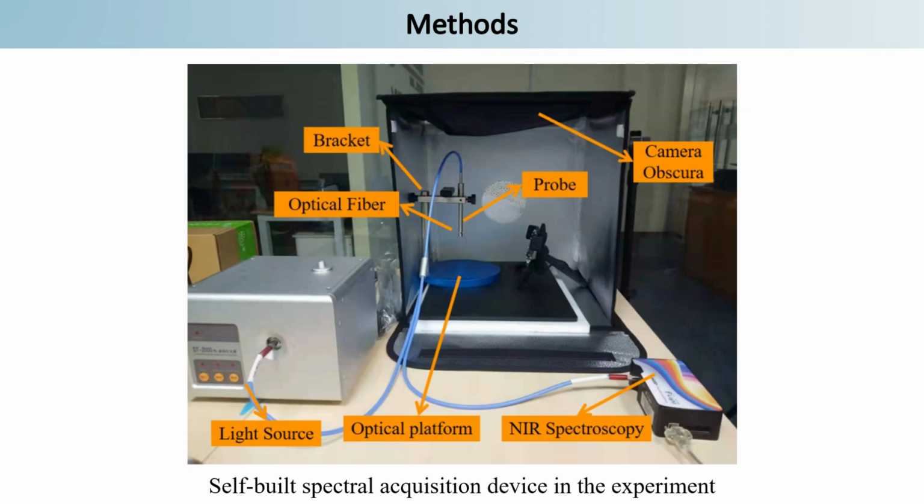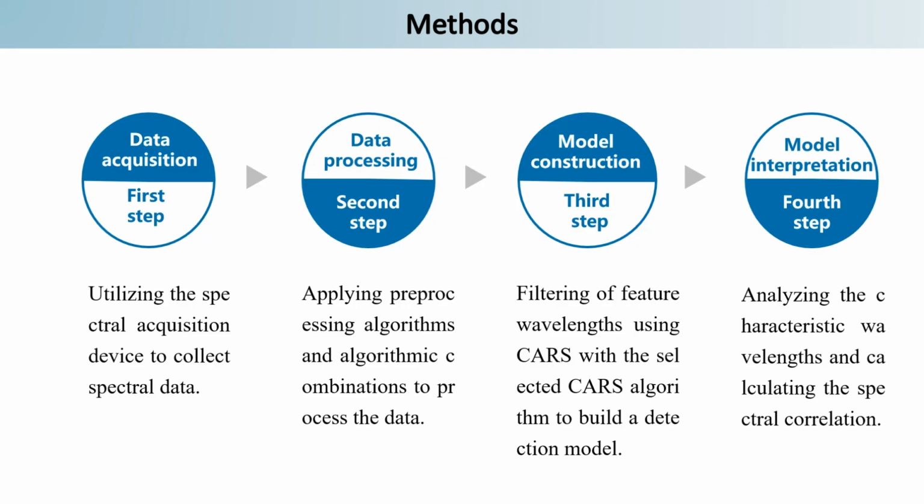This is the cell-filled spectral acquisition device used in the experiment, and the entire experiment can be divided into 4 steps: data acquisition, data processing, model construction, and model interpretation. Firstly, we utilize the spectral acquisition device to collect spectral data. Secondly, we apply pre-processing algorithms and algorithmic combinations to process the data. Thirdly, we filter the feature wavelengths using the selected CARS algorithm for building a detection model. Finally, we analyze the characteristic wavelengths and calculate the spectral correlation.